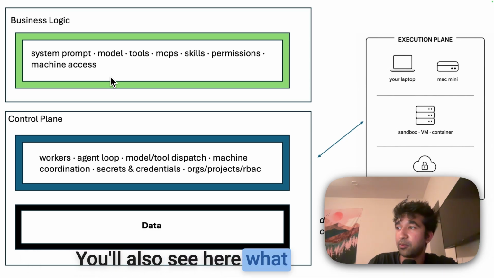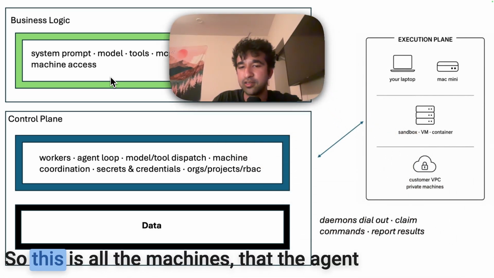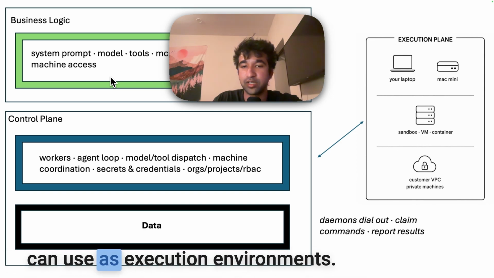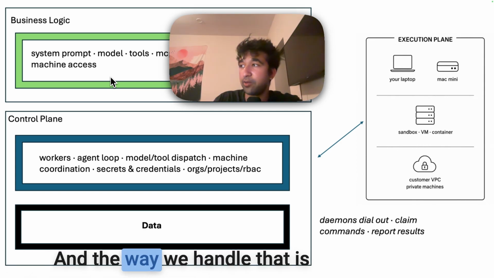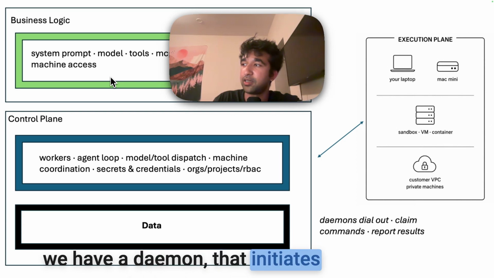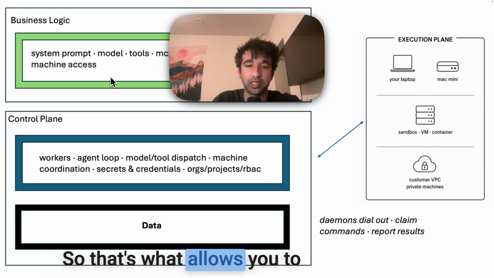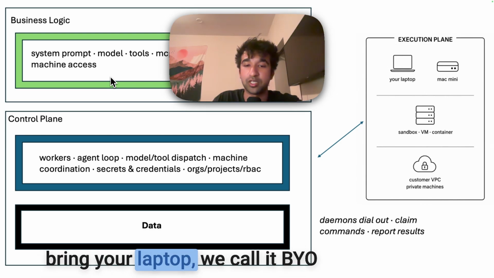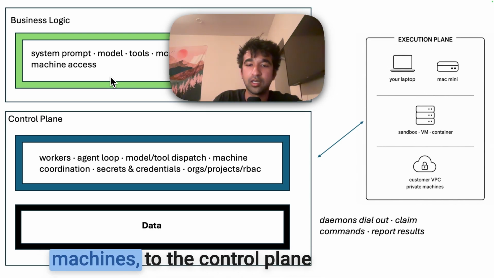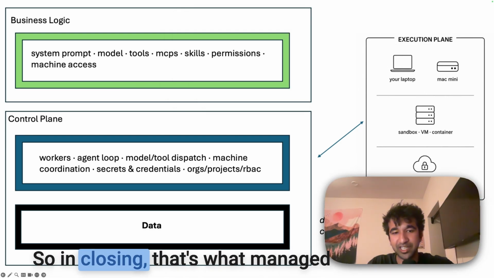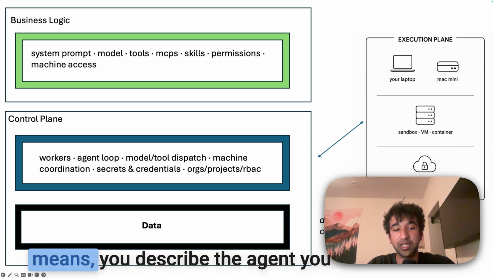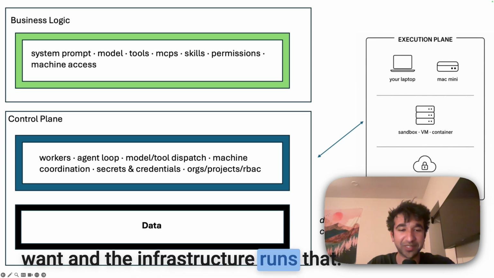You'll also see here what we call an execution plane. So this is all the machines that the agent can use as execution environments. And the way we handle that is we have a daemon that initiates an outbound connection, and that can be run on any machine. So that's what allows you to bring your laptop, we call it BYO machines, to the control plane. So in closing, that's what managed means. You describe the agent you want, and the infrastructure runs that.